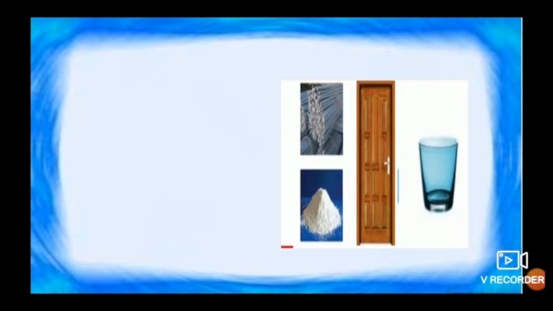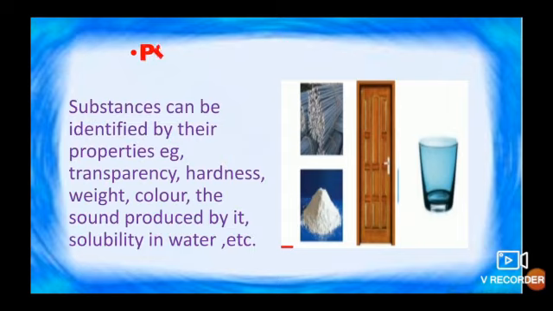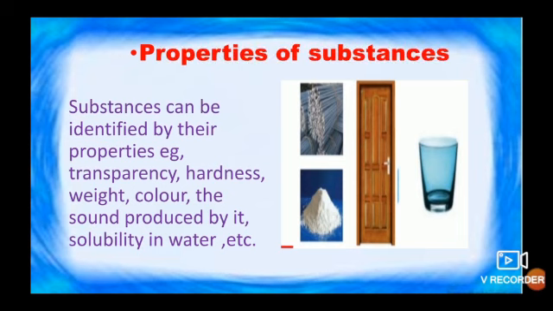We can identify them with their properties, that is, their transparency, hardness, weight, color, the sound produced from it, solubility in water, etc. Substances can be identified by studying their properties. They can be put to use according to their properties. Let us study the properties of substances in great detail.